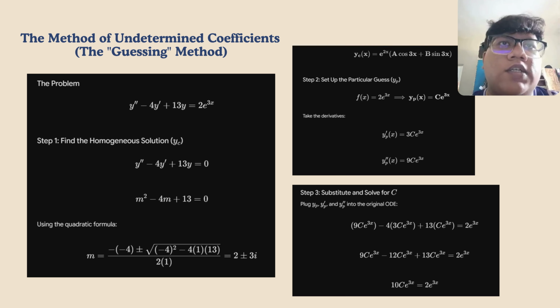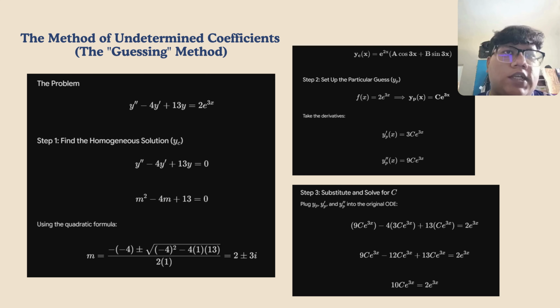Then we write y_c(x) equals e to the 2x times (a cos 3x plus b sin 3x). For the second step, set up the particular guess. f(x) equals 2e to the 3x, so y_p(x) equals c e to the 3x, y prime p equals 3c e to the 3x, y double prime p equals 9c e to the 3x. Then substitute and solve for c.